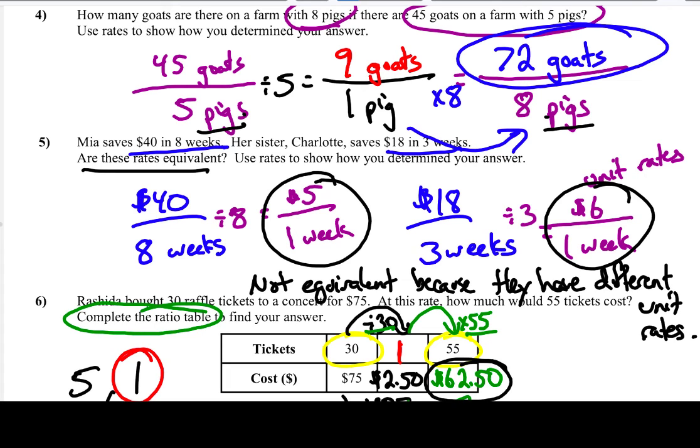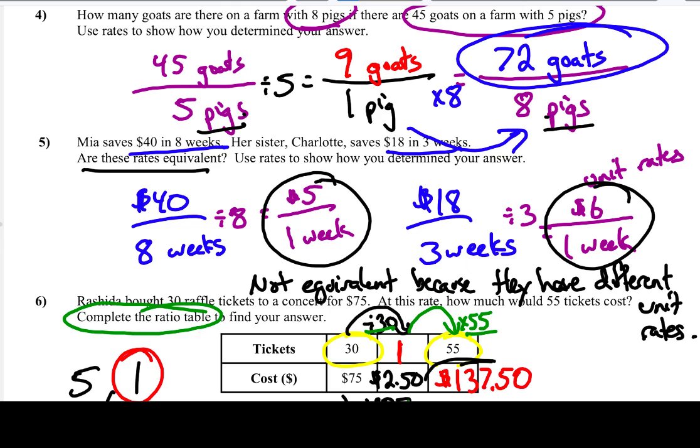Oh, that doesn't seem right. Hold on one second. Oh, sorry, I typed in my calculator wrong. Ignore me there. Okay, I was talking crazy talk. I must have mistyped it in my calculator here. $2.50 times 55 is $137.50. Okay, sorry about that.